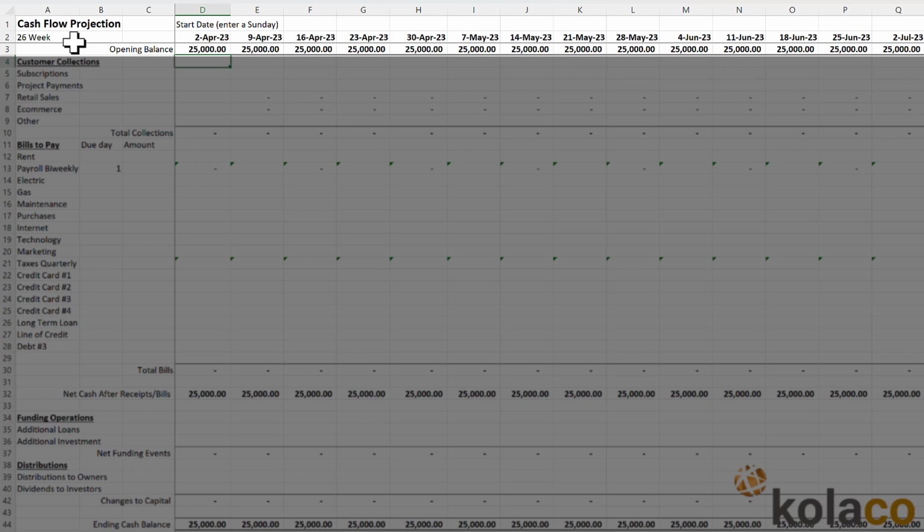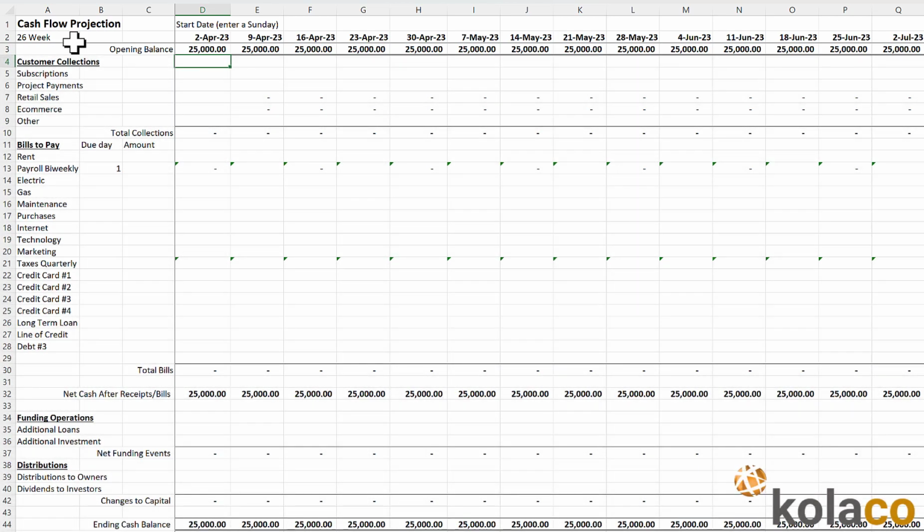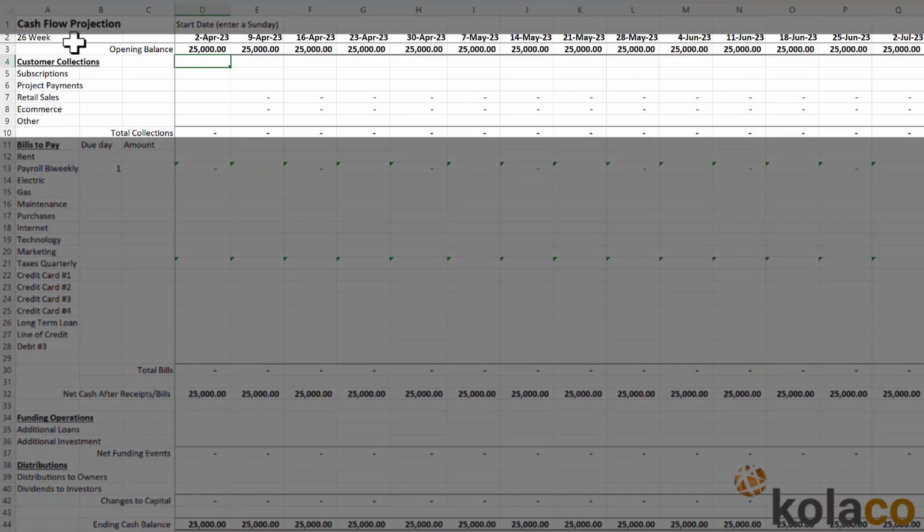Notice how the starting cash balance for each of the following weeks is the same because we have not entered any receipts or expense payments yet. The next section is the customer collections. This is different from sales, as this is what your customers pay you, not what you billed them. Notice here there are multiple sources of income. You can change these sources to more accurately reflect your sources of income.